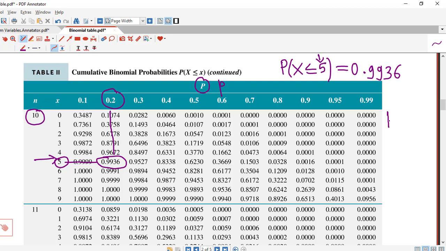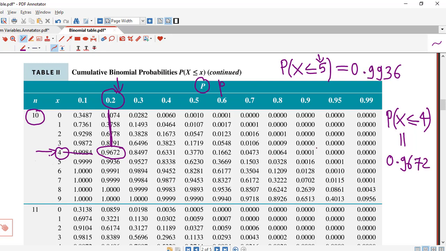And if I am interested in the probability that x is less than or equal to 4, I will concentrate on this row. So now I concentrate on x equal to 4 and p is 0.2. If we consider this column corresponding to p equal to 0.2, and the row corresponding to x equal to 4, we obtain this value 0.9672.